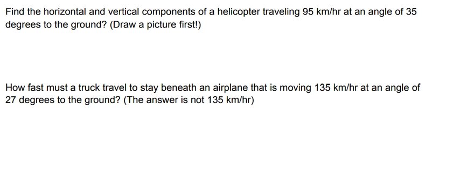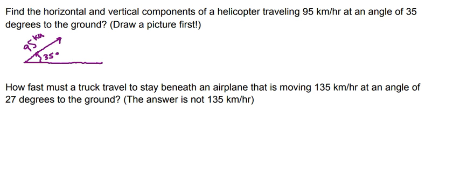We're supposed to find the horizontal and vertical components of a helicopter traveling 95 kilometers per hour at an angle of 35 degrees to the ground. So, draw a picture first. Here's the ground, 35 degrees to the ground. So, think about another line. We're just going to rotate up from the ground 35 degrees. It'll be something like this.